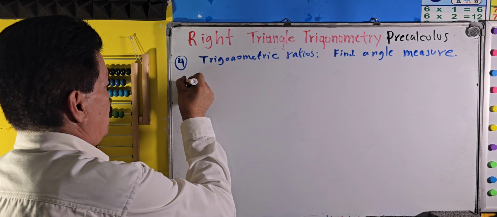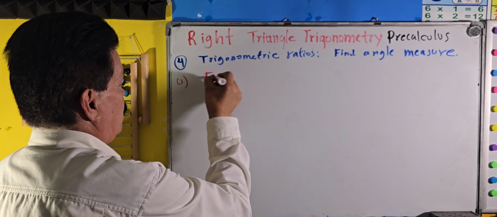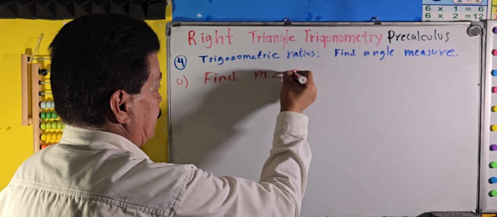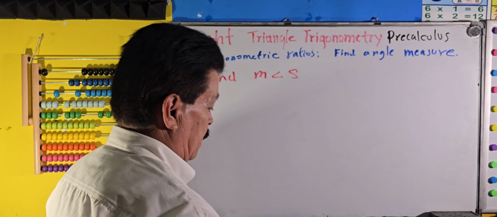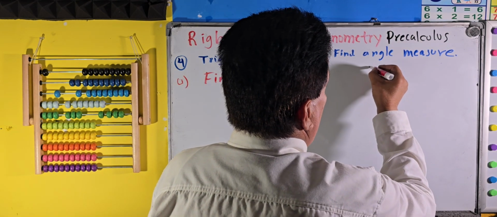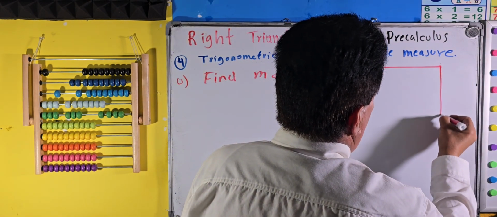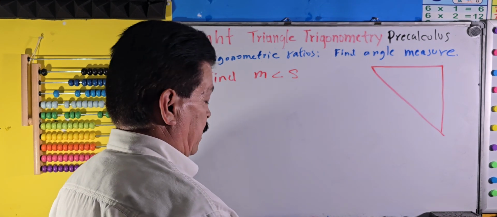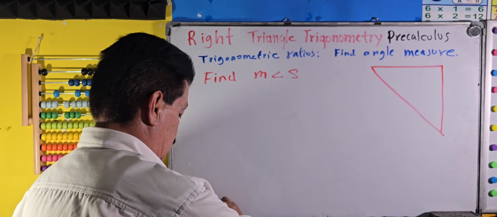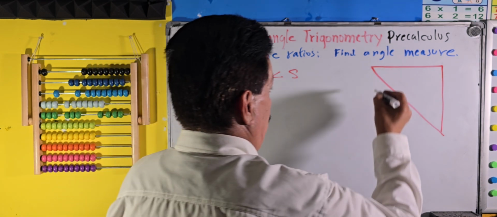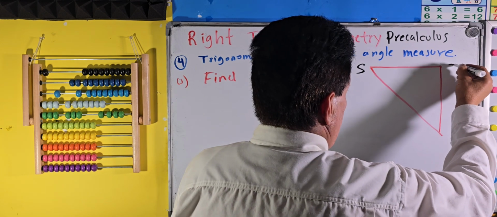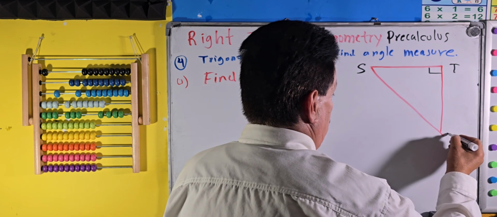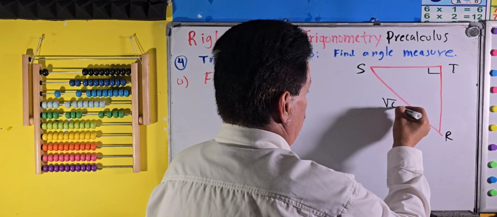Let's find problem A. Find the measure of angle S. Let's make a picture of my triangle. This is my right triangle, all right? The vertices are S right here, T, and then also the right angle, R. This side is the square root of 6.